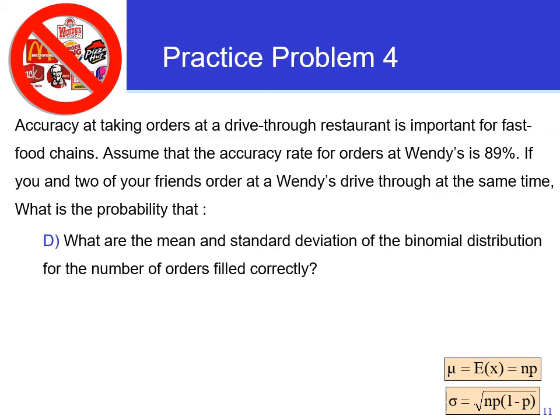So here we have all the data that we have. X is a random variable following a binomial distribution with n, the number of trials, equal to 3. So n is 3, and p, the probability of success, is 0.89. So the expected value would be n multiplied by p, which is 3 multiplied by 0.89. And the standard deviation would be the square root of n multiplied by p multiplied by 1 minus p. So let's see how it would work.